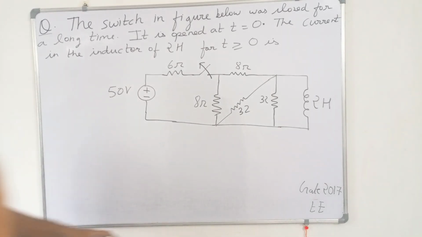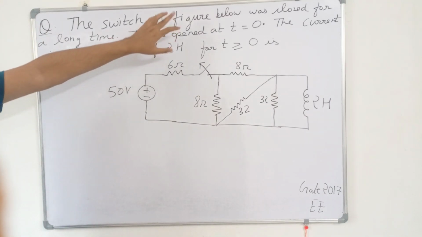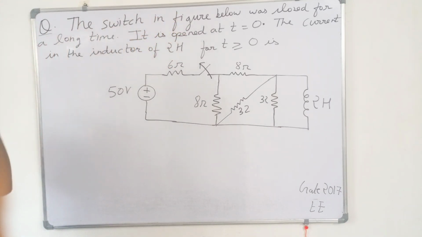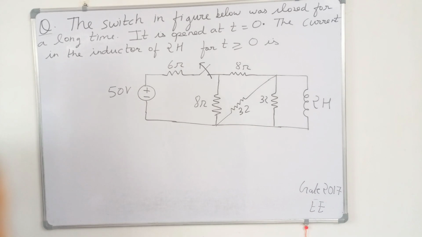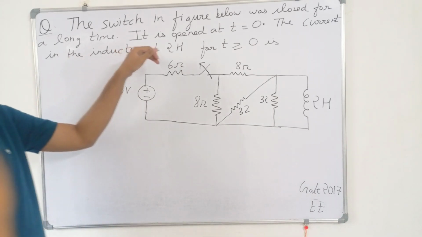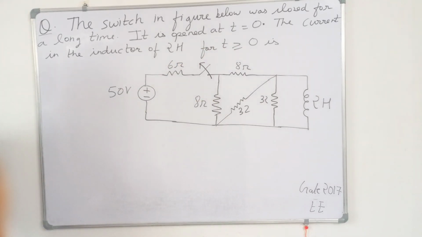Welcome. We are doing a question from GATE 2017 from the electrical engineering branch. It says that the switch in the figure was closed for a long time. It is opened at t equal to 0. We have to find the current in the inductor of 2 Henry for t greater than 0.